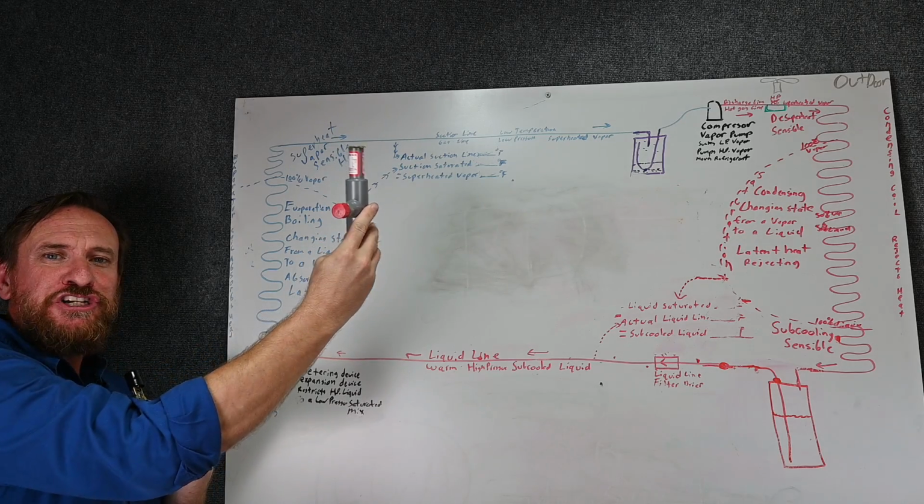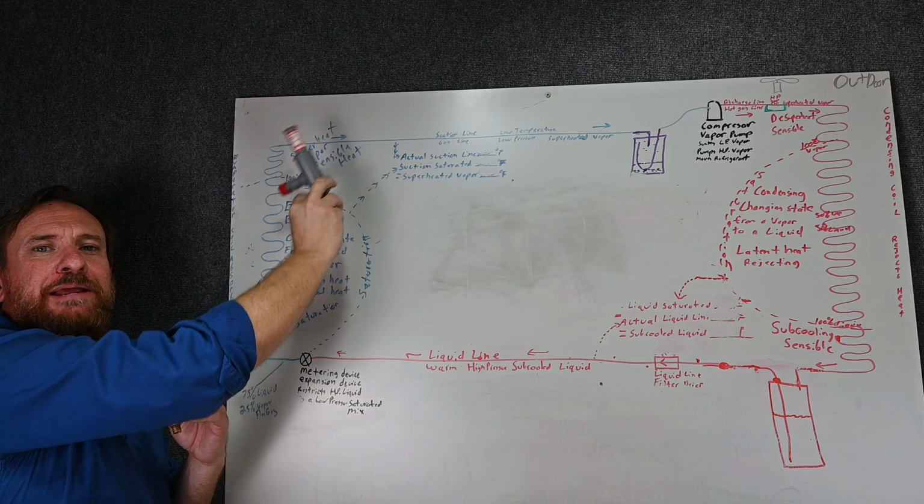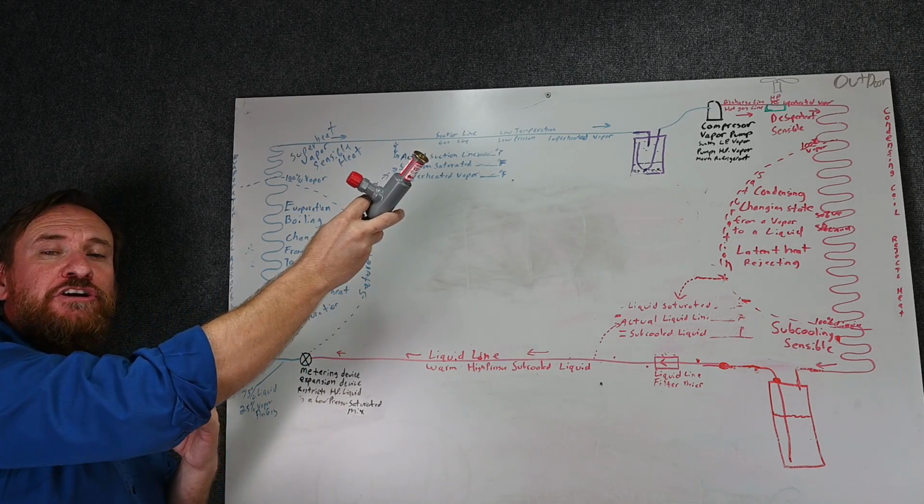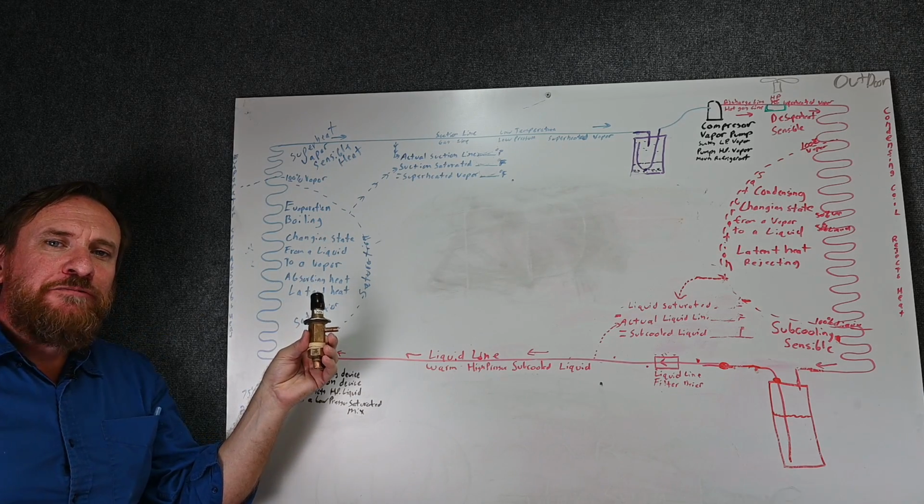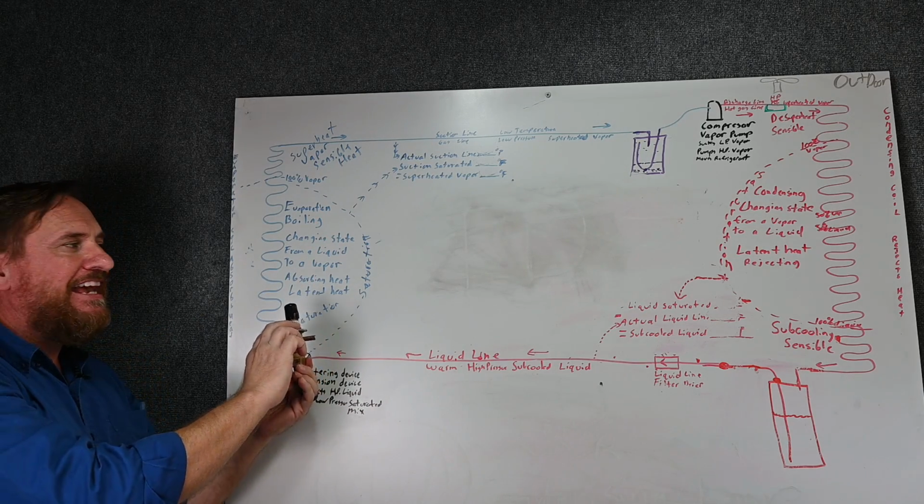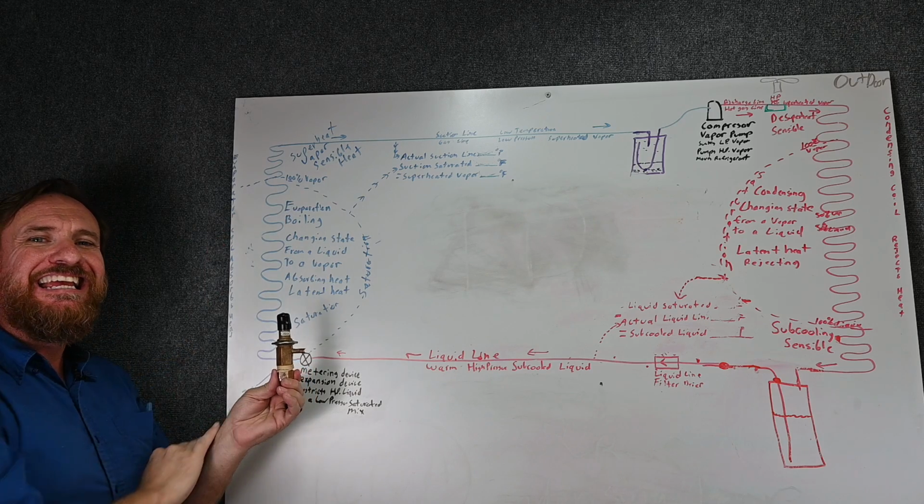The evaporator pressure regulator will keep the pressure at a minimum of a number, but it will allow it to go higher than that number. But it's not a metering device. The automatic expansion valve is a metering device, and it will keep the evaporator coil in a range.